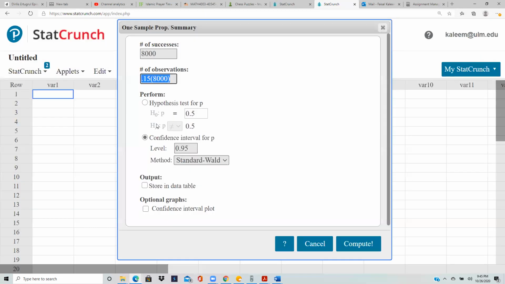No. So it does want you to put a number here. So when you do the 0.15 times 8,000, you will get 1,200. Now, actually we have it backwards. The 1,200 has to come here, and the number of observations is 8,000. So number of observations is always the sample size.